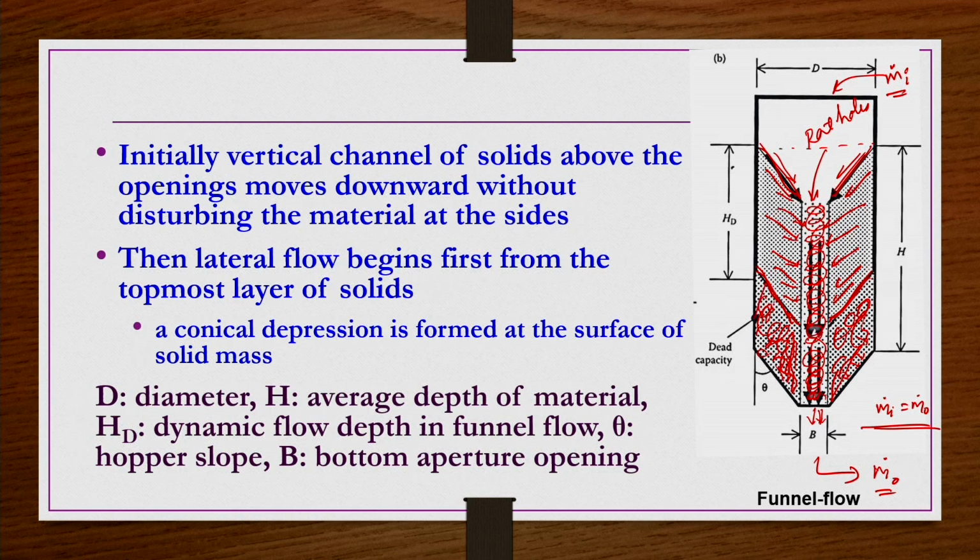So, whatever material is not being disturbed and stays there as a stagnant layer is known as the dead capacity. That is the material that is going to flow out last. Though this material entered the container at the beginning, it goes out last, only after all the material has been drawn from the top. So, this is what is known as the funnel flow.